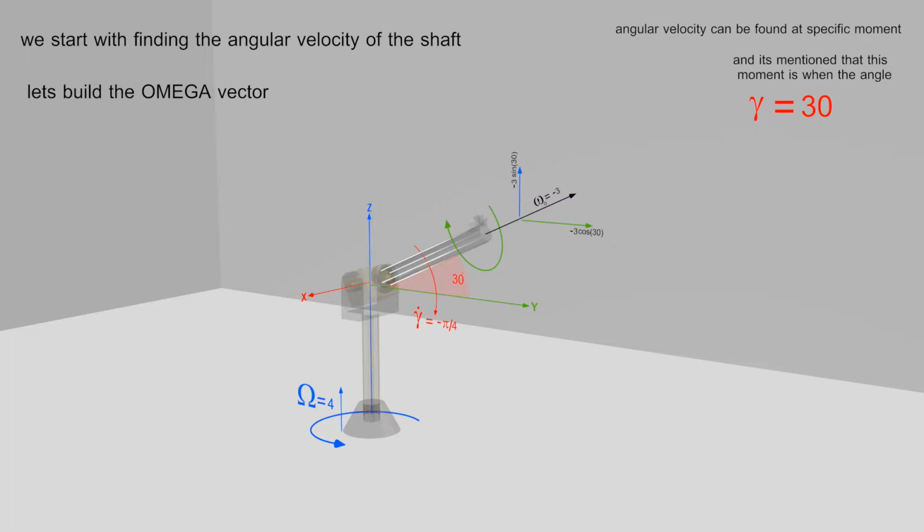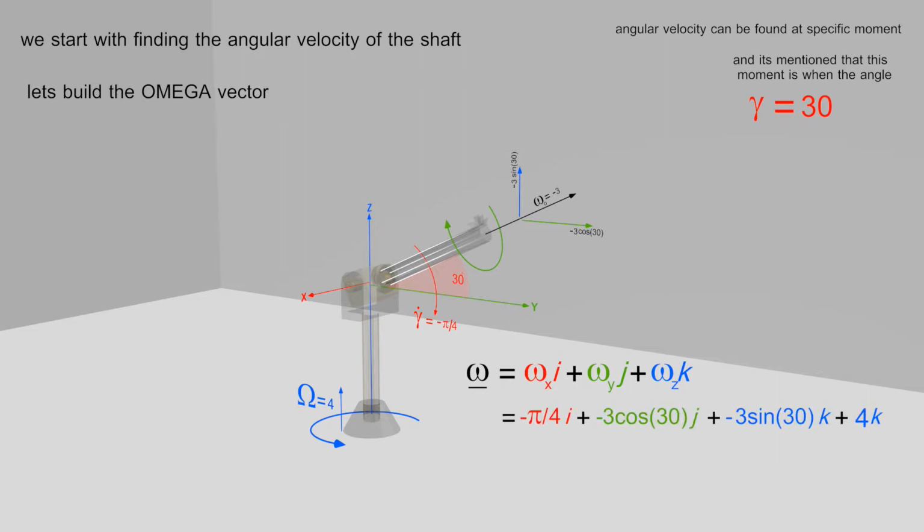Notice that this omega vector goes between the y and z axis, having an amplitude of -3. Treating it as a vector, we can split it into its y and z components. Now we can build the omega vector knowing all of its components, x, y and z. Remember that a positive value means rotating anti-clockwise, and a negative value means rotating clockwise.